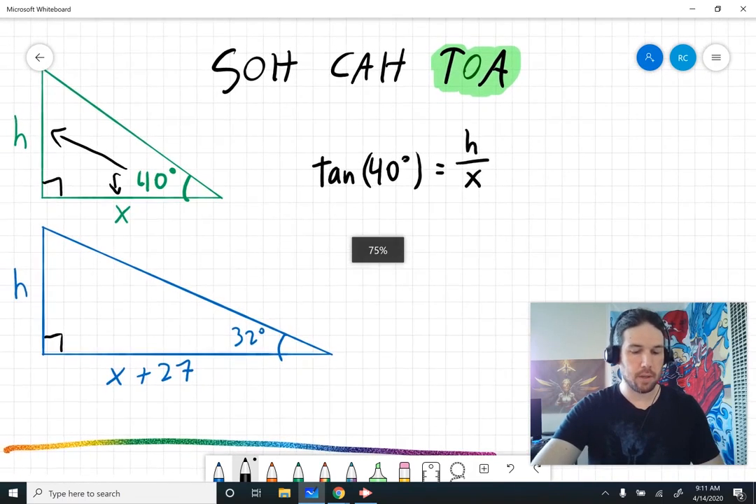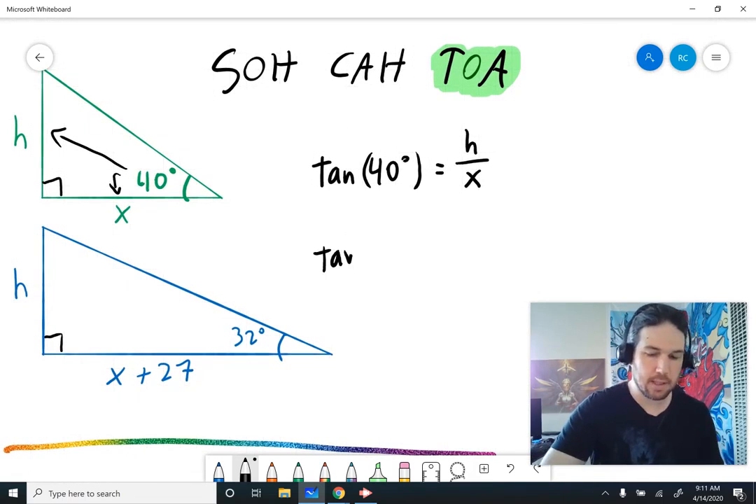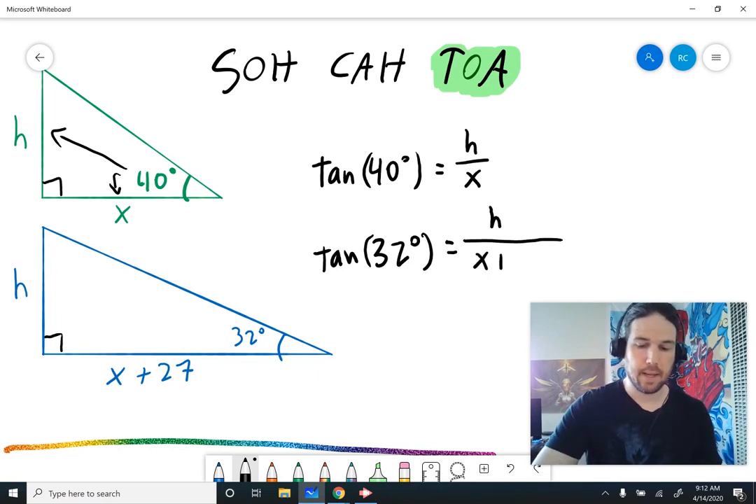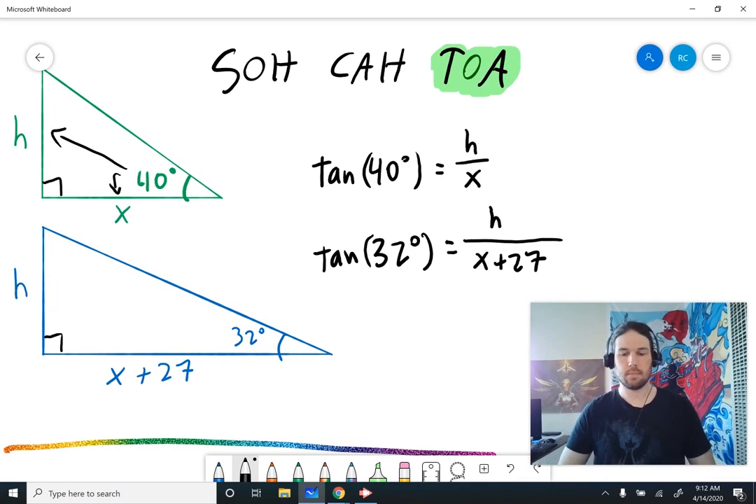And then for this bottom one, we get that tangent of 32 degrees equals, again, opposite over adjacent, h over x plus 27. Yes, there are two variables, but the setup is exactly the same as it's always been, and that's kind of the point I'm trying to make here. No matter how complicated these problems get, the basic idea is always the same. You're taking two proportions and you're setting them equal to each other.